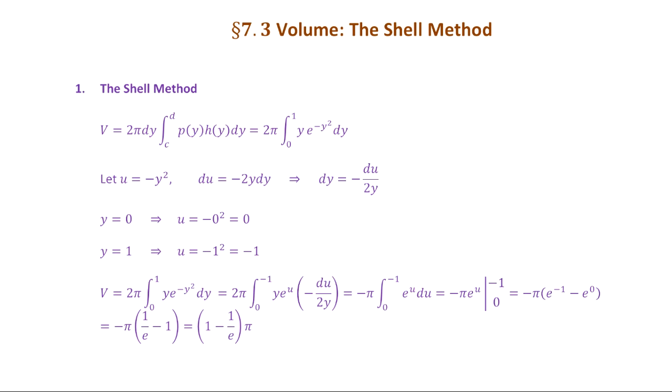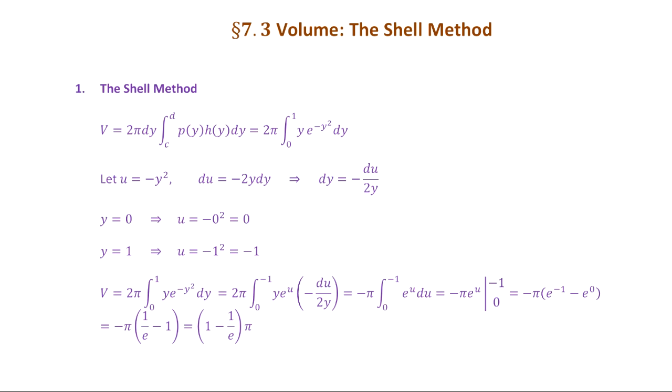Okay, and that's easy to integrate. So e to the u integrated, you just get e to the u itself. So at the end, we got negative pi times e to the u, from 0 to -1. So you just plug in 0 and -1 for u and subtract. So we got negative pi times (e to the -1 minus e to the 0). But e to the 0 is always 1, and e to the -1 you can rewrite as 1 over e, and then multiply by negative pi outside, and distribute the negative sign, you get 1 minus 1 over e, times pi. So that's the answer.